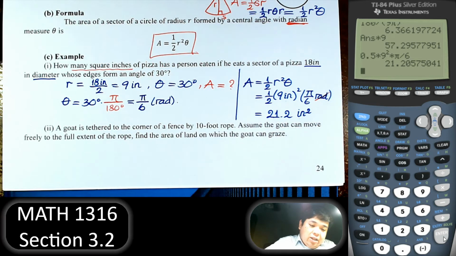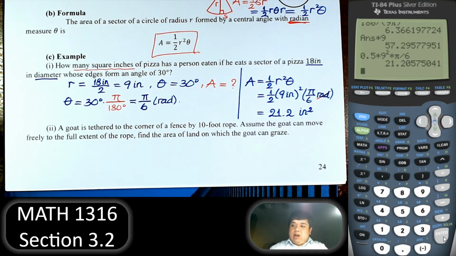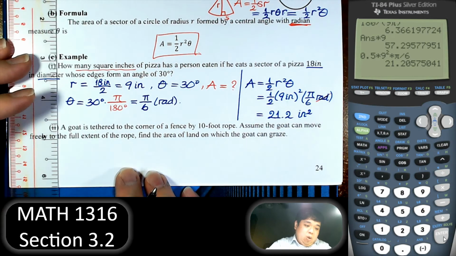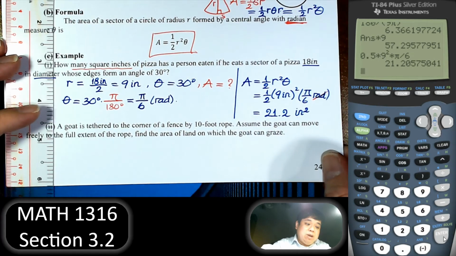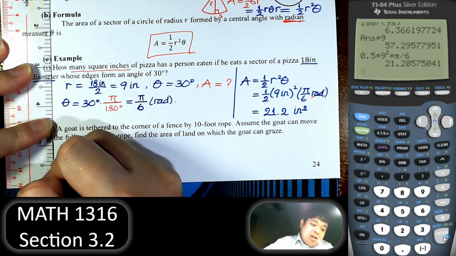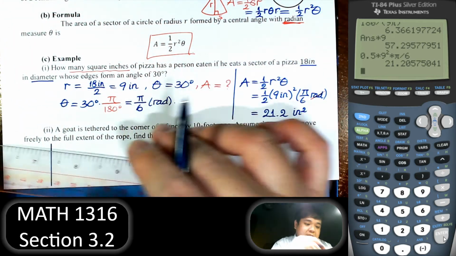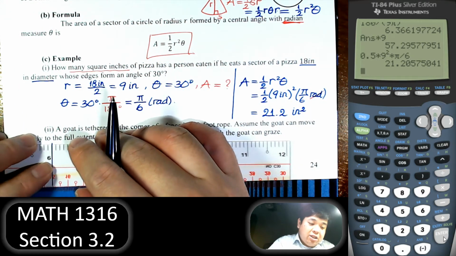A goat is tethered to the corner of a fence by a 10-foot rope. Assume that the goat can move freely to the full extent of the rope. Find the area of land that the goat can graze. So pretty much we have a corner of the fence, and we assume that it is perfectly 90 degrees because it did not specify, but conventional wisdom when we talk about the corner of a fence is that it should be 90 degrees.